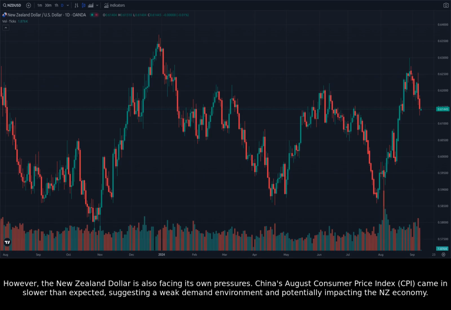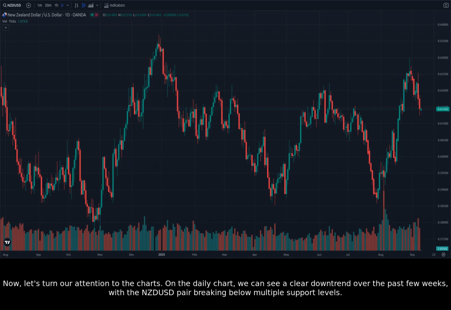China's August Consumer Price Index, CPI, came in slower than expected, suggesting a weak demand environment and potentially impacting the NZ economy. Now, let's turn our attention to the charts.